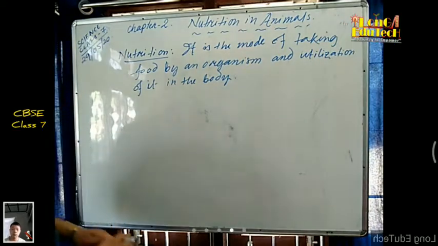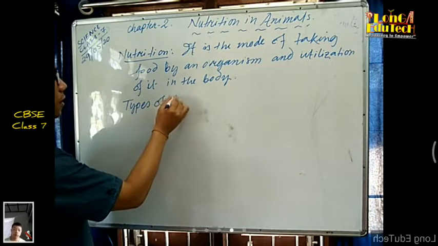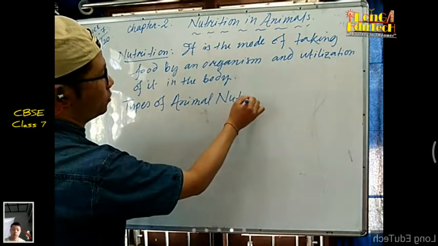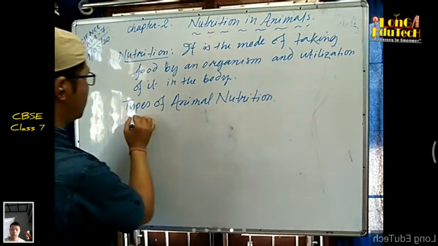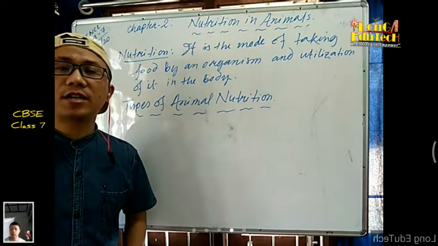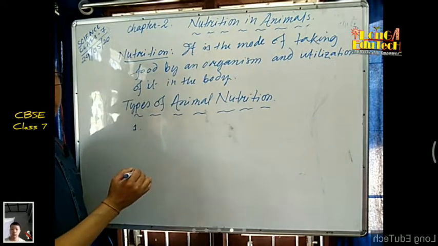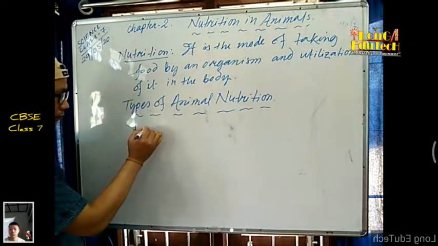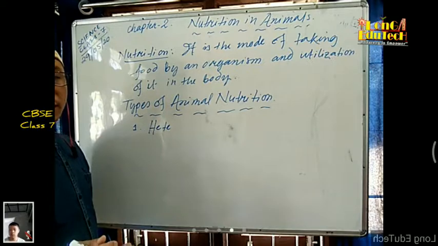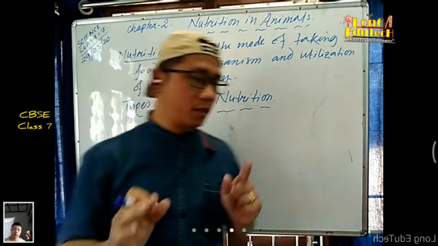And now we're going to come to the types of animal nutrition. This is what we are going to discuss. Animal nutrition contains three types, and one of them is herbivores.